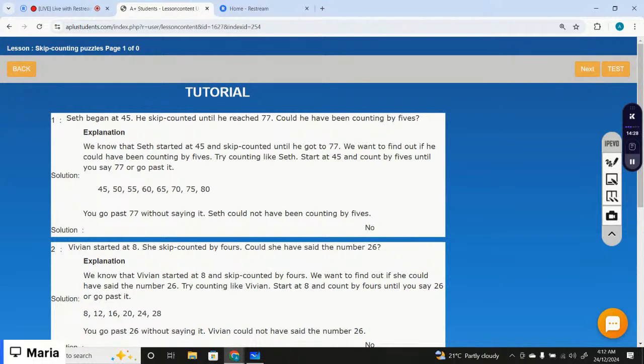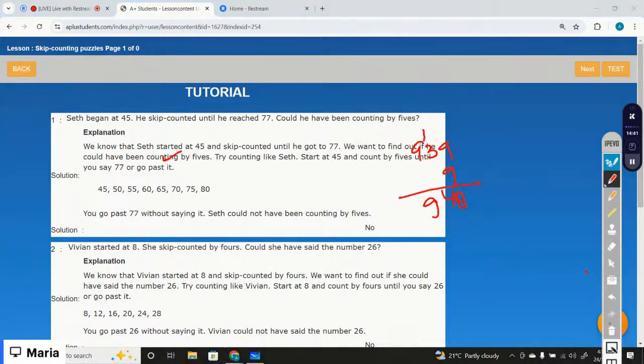Seth began at 45. She skip counted until she reached 77. Could she be counting by fives? So she started with 45 and you have to see if she is skip counting by five. When you skip count by five, they are 50, 55, 60, 65, 70, 75. But you don't have 77, right? She reached 77. That means no, she's not skip counting by fives. The correct option is no.